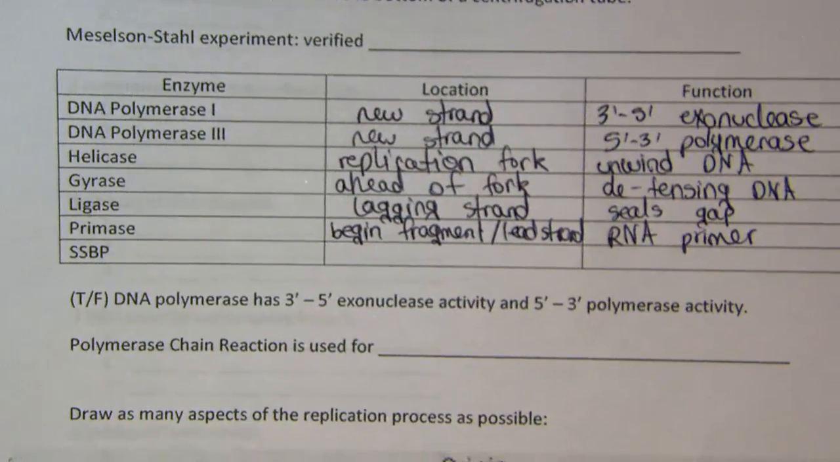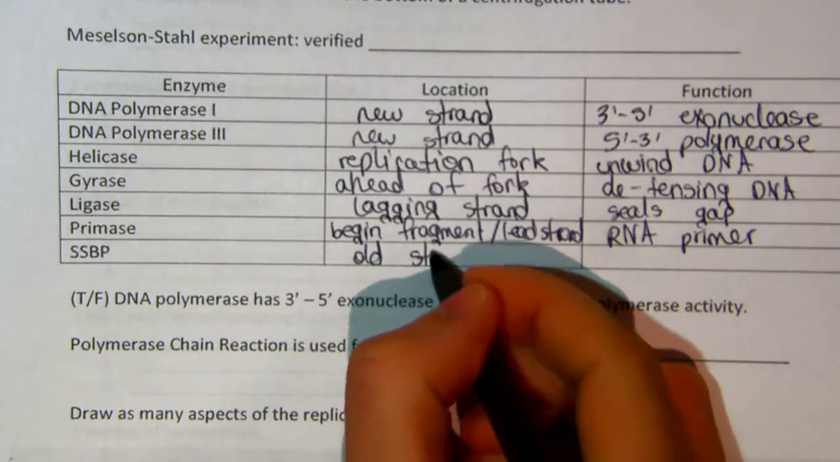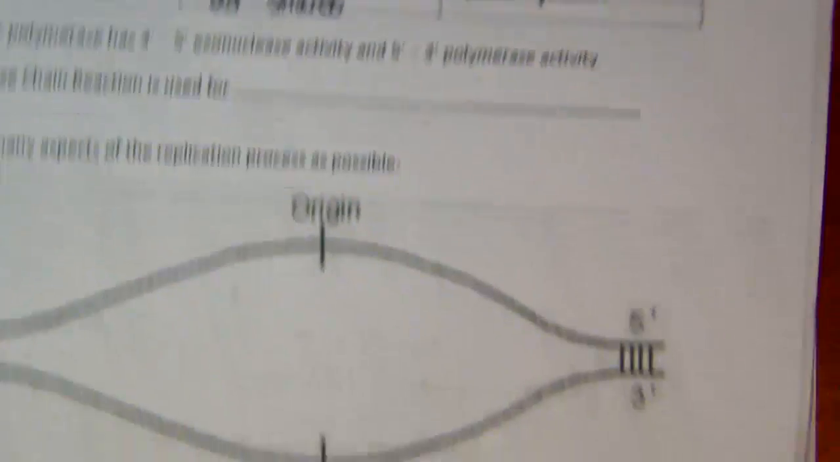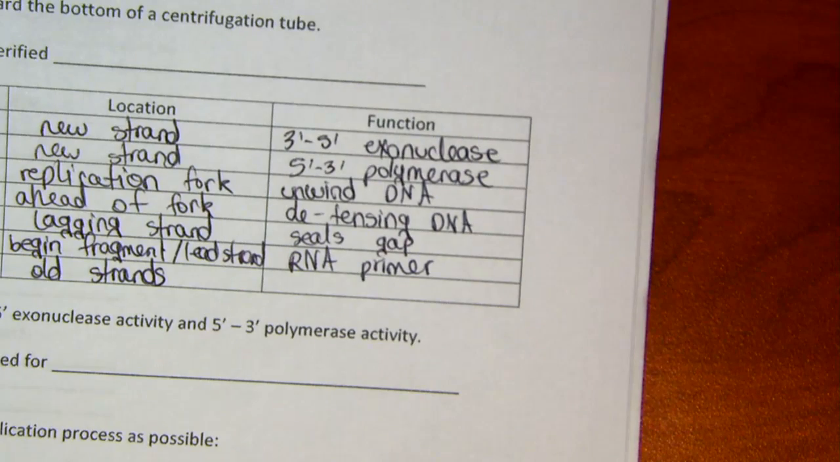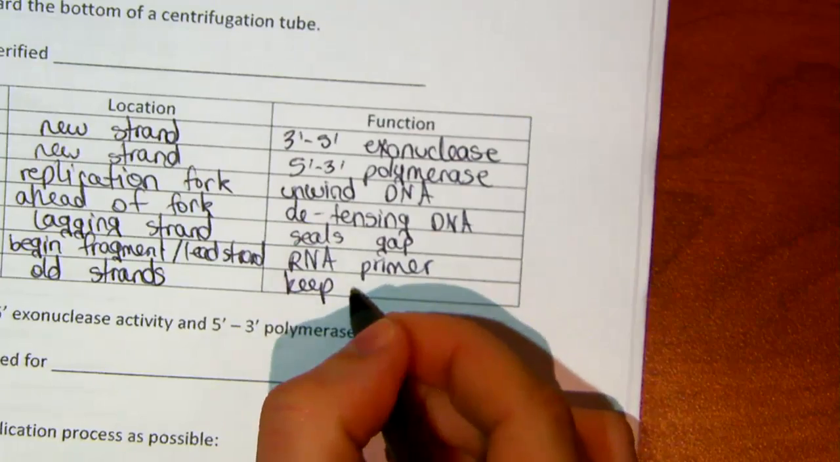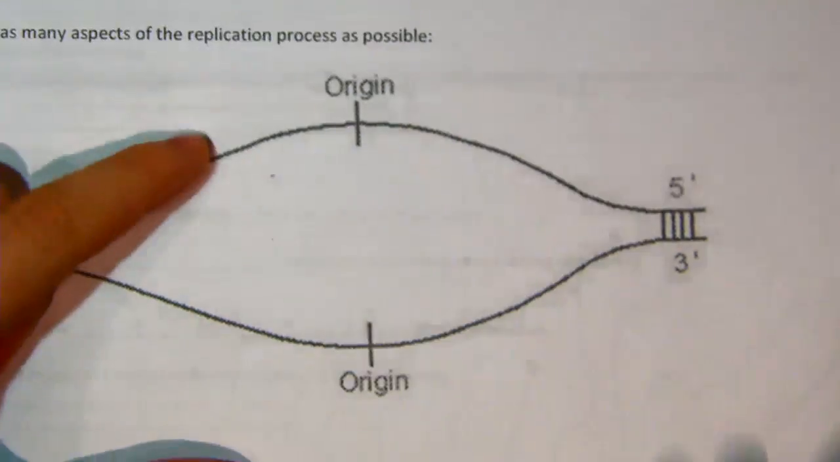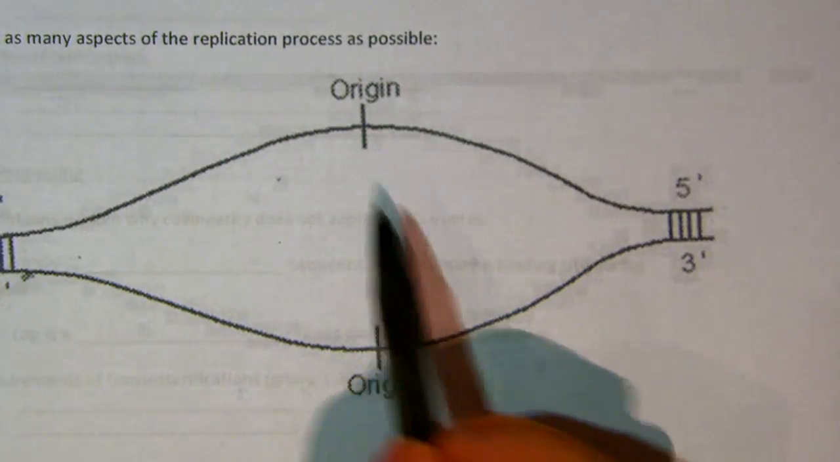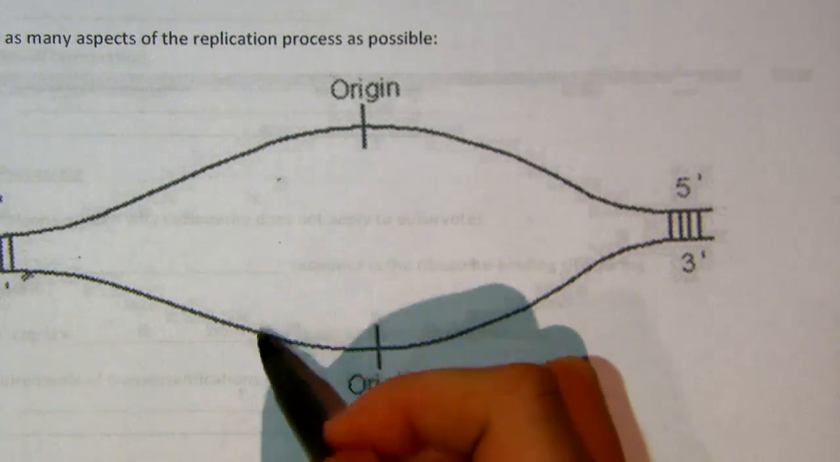And then you have your single-stranded binding proteins, and where are those? Good, they're on the old strands, which means they are here already. And what do they do? Good, they stabilize them in order to keep the strands apart. Because DNA wants to be double-stranded, so without those single-stranded binding proteins, this bubble would collapse in on itself and reconnect. So these single-stranded binding proteins act as bumpers, so if this DNA tries to come back together, they're in the way and they can't re-anneal.